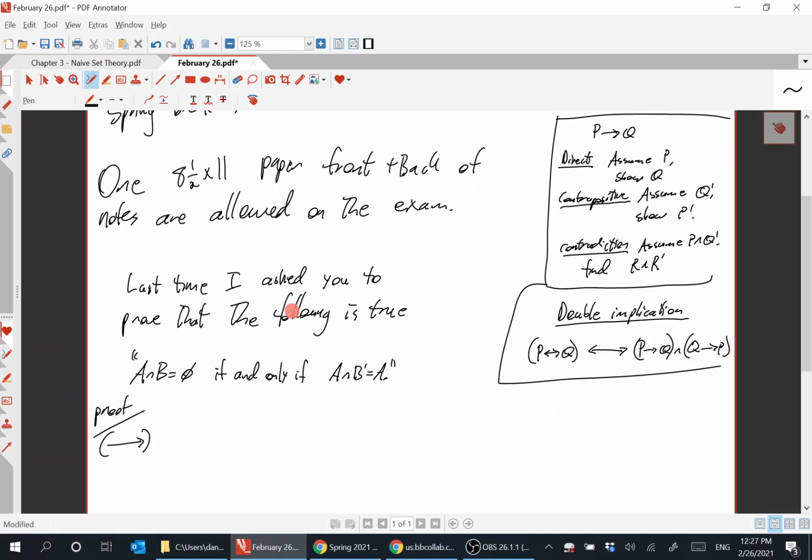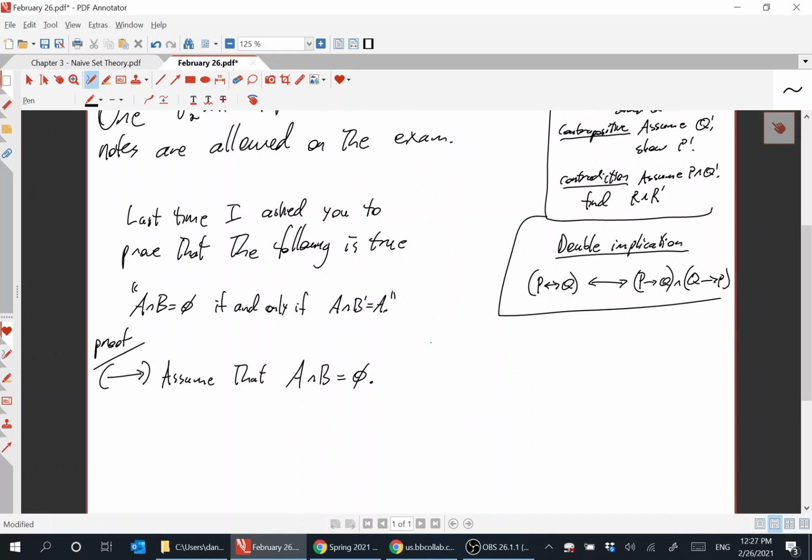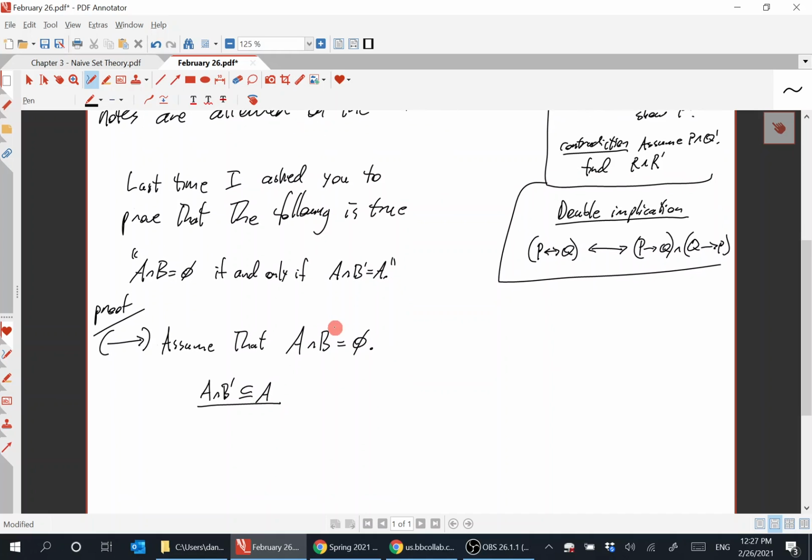So let's do direct proof here. So assume that A intersection B is equal to the empty set. Now we need to show that A intersection B complement is equal to A. To show these two sets are equal, I will show that A intersection B complement is a subset of A, and that A is a subset of A intersection B complement. So show this subset containment and then show the other subset containment.